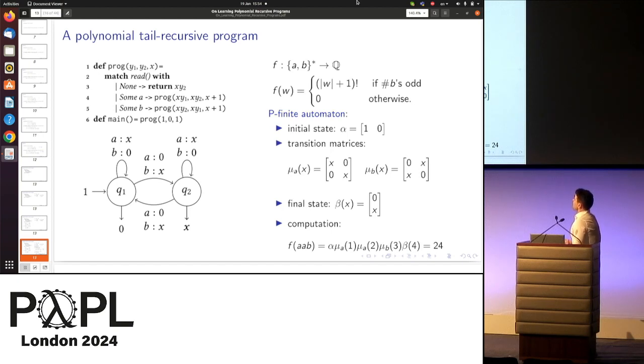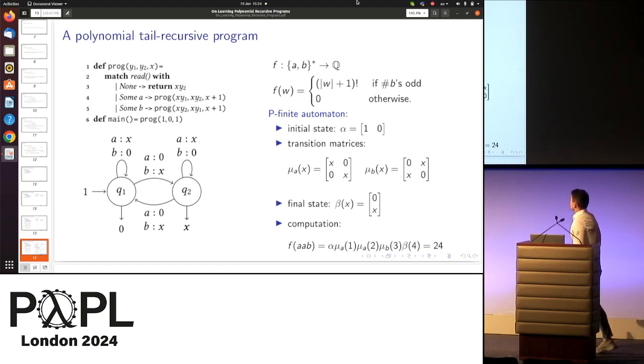A P-finite automaton is defined by three quantities. The initial state, which is a row vector of constants, a family of transition matrices, each corresponding to a letter. For example, for the transition matrix of the letter a, I can have x times the identity, and this is a matrix of polynomials. And I have transition matrices for the other letters, and the final state vector, which is, again, a vector of polynomials.